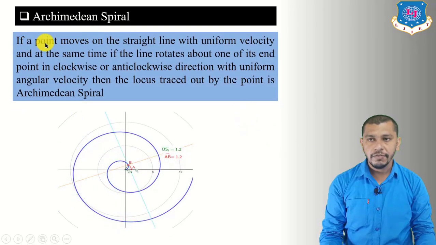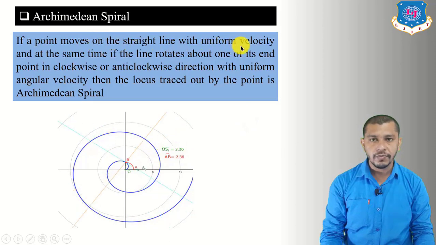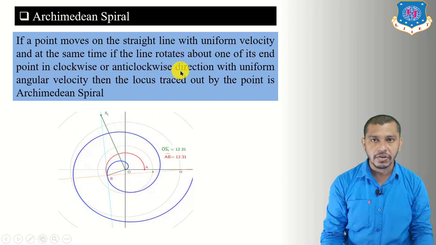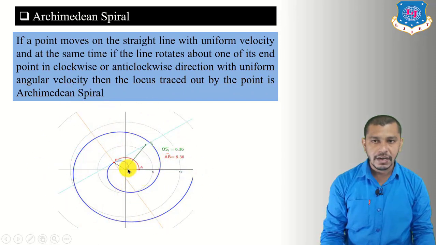So if a point moves on a straight line with uniform velocity and at the same time if the line rotates about one of its end point in clockwise or anti-clockwise direction with uniform angular velocity, then the locus traced out by the point is Archimedean spiral. So here in this figure you can see that the point A moves in the straight line, and at the same time the straight line is rotating in the anti-clockwise direction. Then the curve traced out by the moving point is an Archimedean spiral.